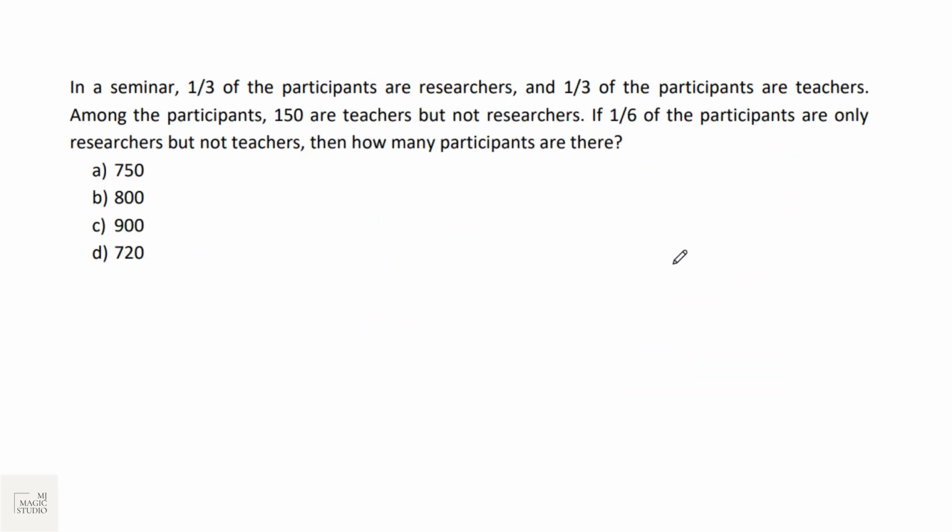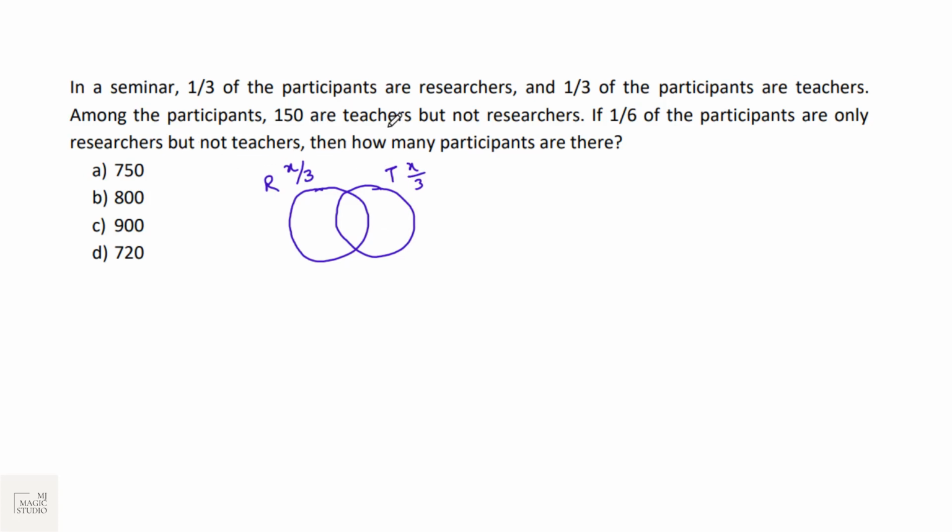Let's move on. Give it a try. In a seminar, 1/3 of the participants are researchers. If the number of participants is x, then researchers are x by 3. And 1/3 of the participants are teachers. Teachers are also x by 3. And there can be many more participants.